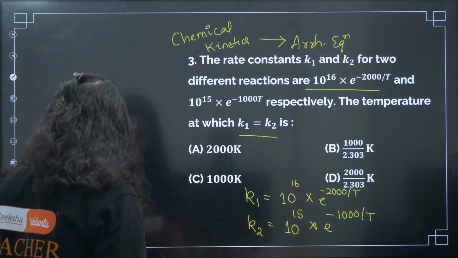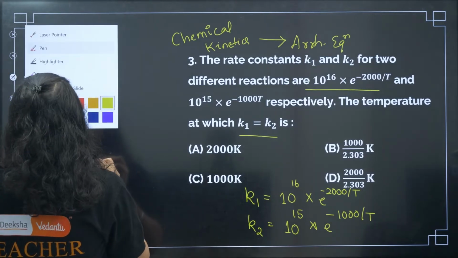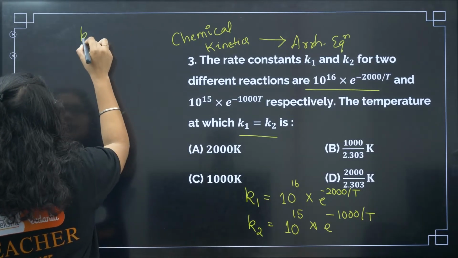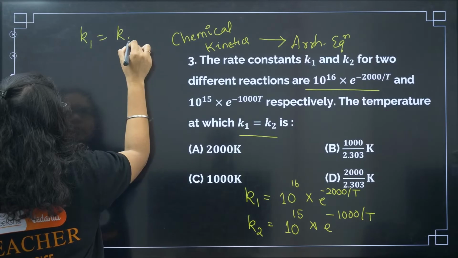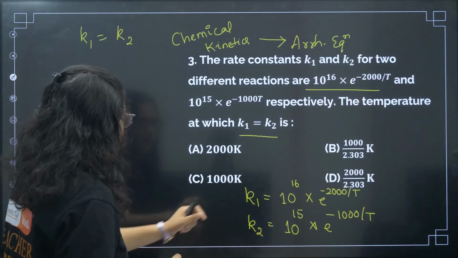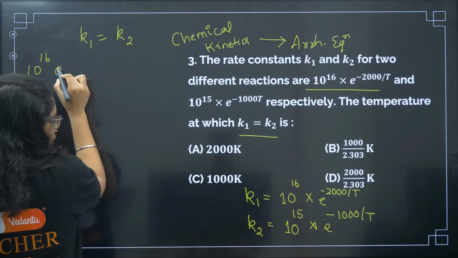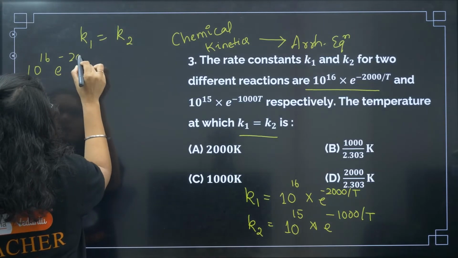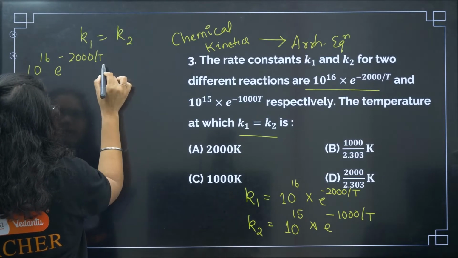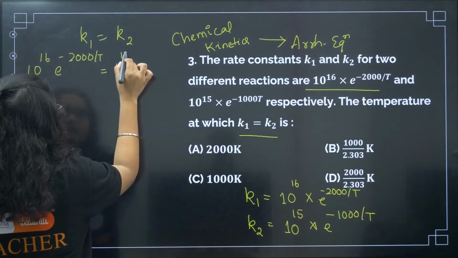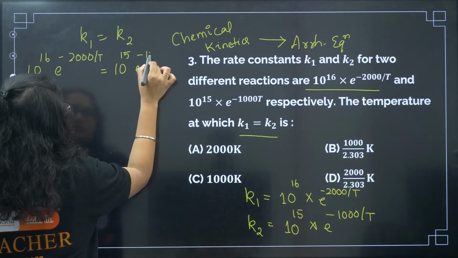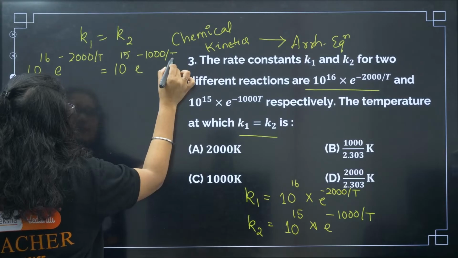Okay, so let us now find it. We know this Arrhenius equation, already we have discussed. Now K1 is equal to K2 at what temperature? So let us equate these two. So I will get 10 to the power of 16 e to the power of minus 2000 by T is equal to 10 to the power of 15 into e to the power of minus 1000 by T, right?